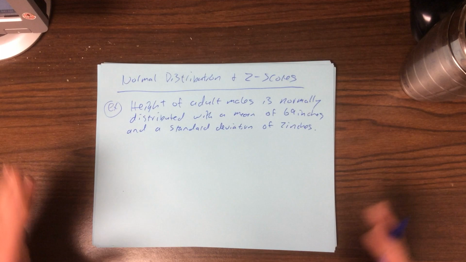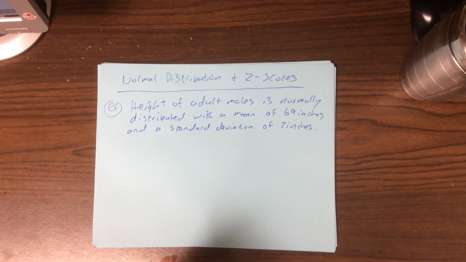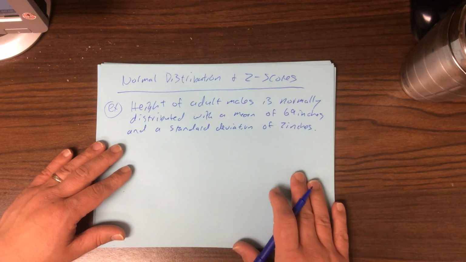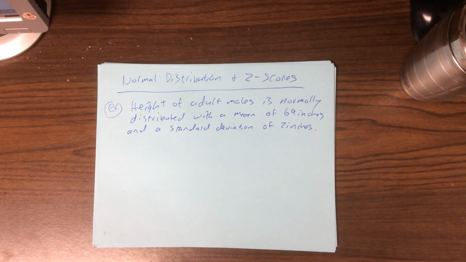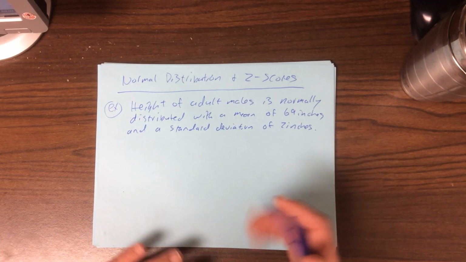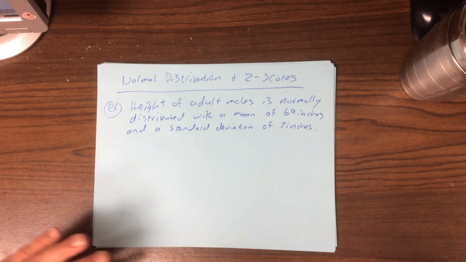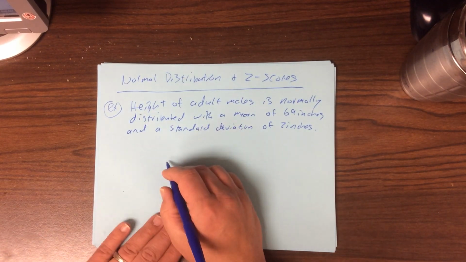Okay, first of all, it's important to realize that when we're talking about the normal distribution, and I'm talking about the height of adult males, I'm not talking about a sample of adult males. It's not like I picked out a random sample of 50 adult males. I'm saying that all adult males are normally distributed with a mean of 69 inches and a standard deviation of 7 inches. So I'm talking about the entire population of adult males.